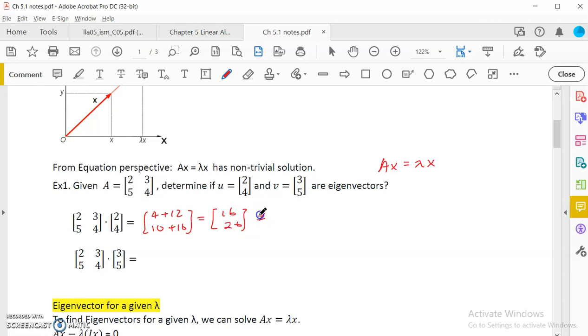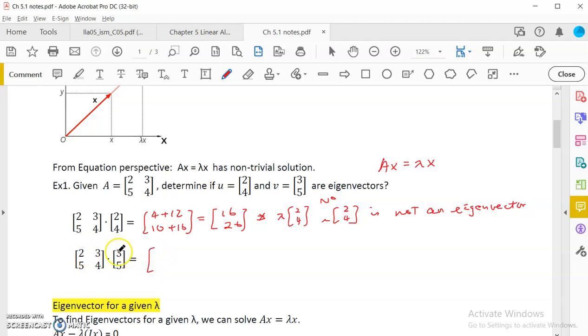Is it equal to a multiple of 2, 4? No, you cannot factor a multiple of 2, 4 out. If you factor 8 out, then this is not 32. So we say no, 2, 4 is not an eigenvector. It's just an input in the domain of the transformation, but it is not an eigenvector. What about 3, 5?